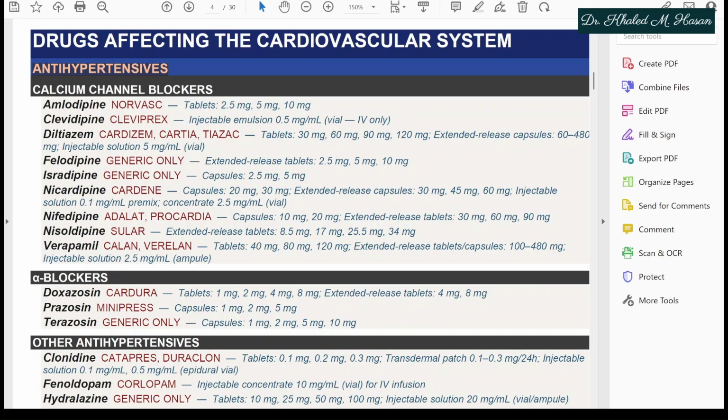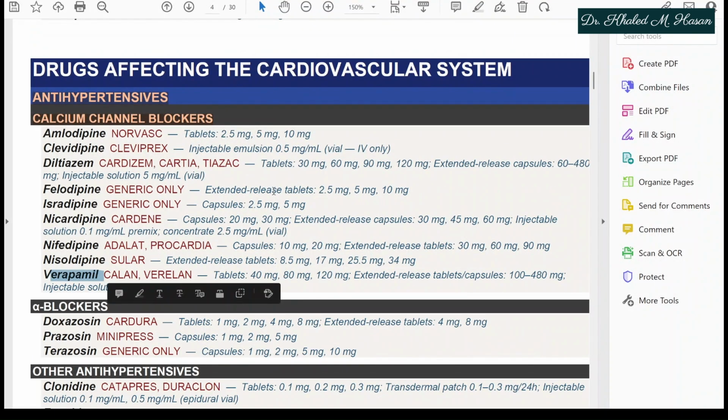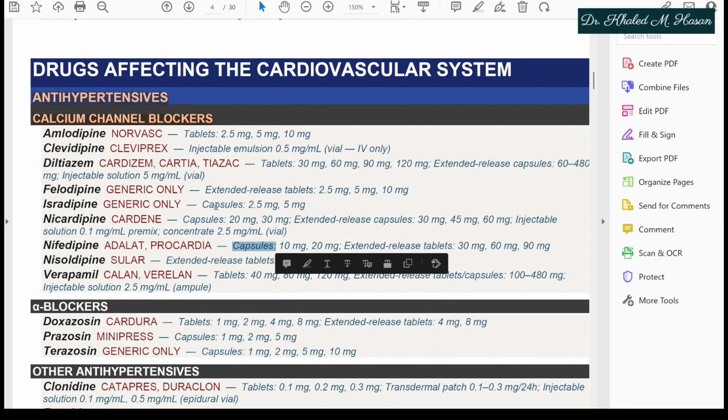Okay, speaking about the antihypertensive medications, as you can see here, we talk about a group of medications belonging to the calcium channel blockers. We talk about amlodipine, brand name Norvasc, clevidipine, diltiazem, felodipine, isradipine, nicardipine, nifedipine, Adalat. Then we have nisoldipine, verapamil, Calan. Most of them come as tablets, and a few of them come as capsules.